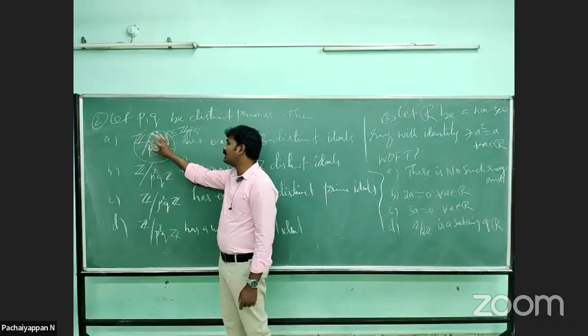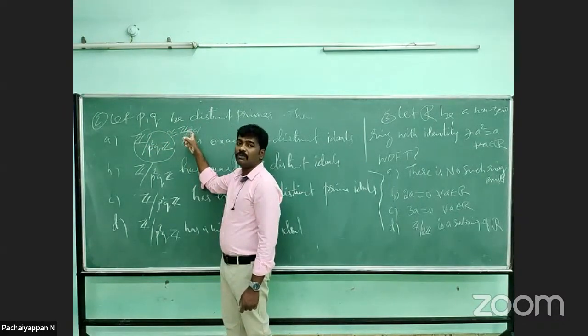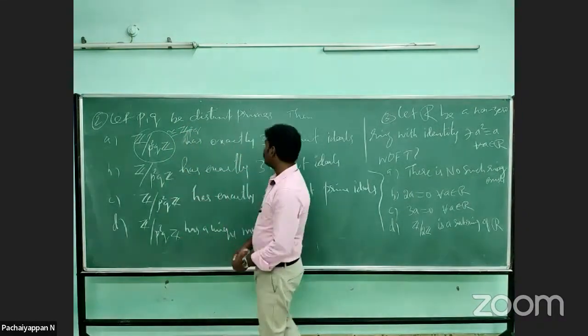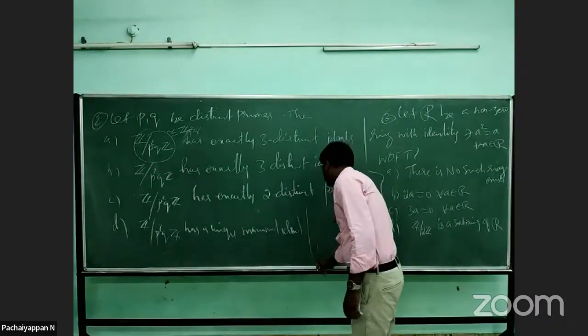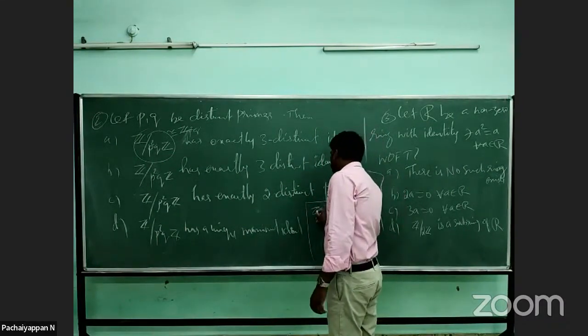This is a quotient ring, and this quotient ring is isomorphic to this. If you know the result of this, then you can conclude all those things. Okay, anyway, I'll write here. I'm not going to prove it right now.